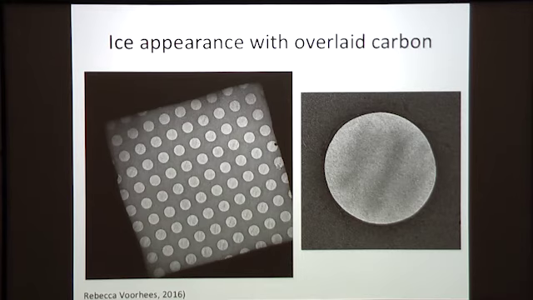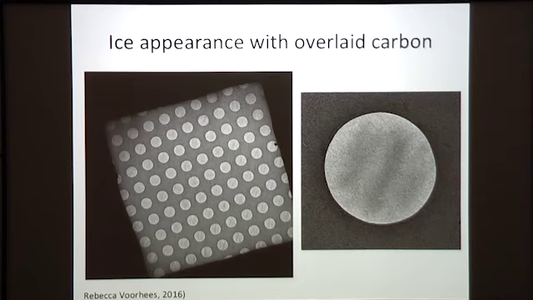A lot of times, you'll see a more uniform spread of ice, so you won't have this sort of lens effect in the holes. And you might see shadows in your holes. I was put off by this initially when I saw my first grid with carbon. Then somebody more experienced came and said, no, this is the good stuff. This is where you want to be.